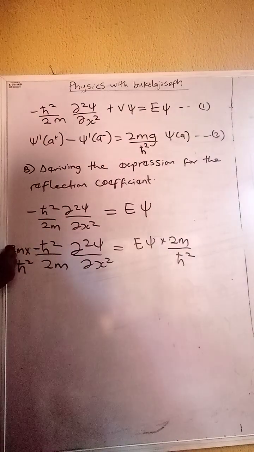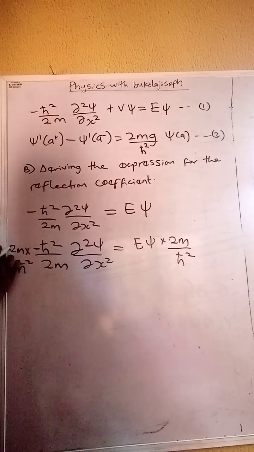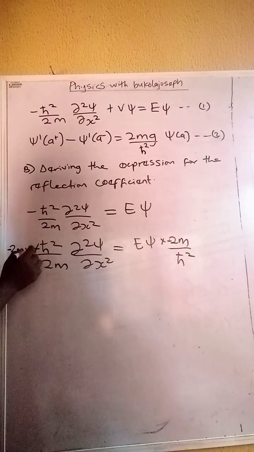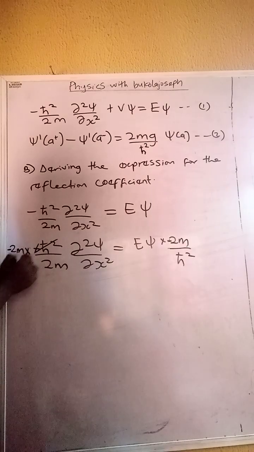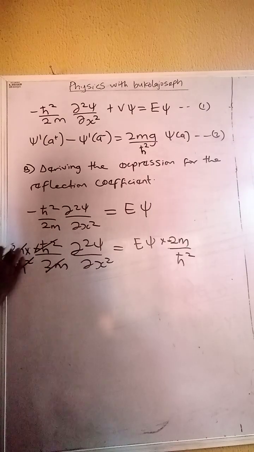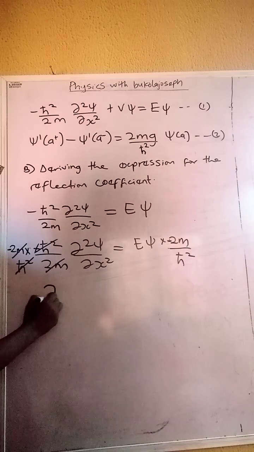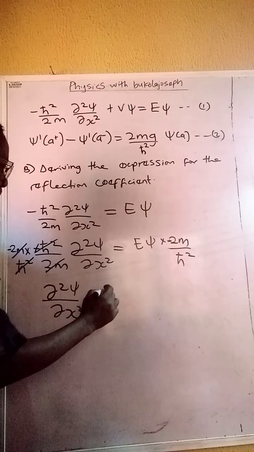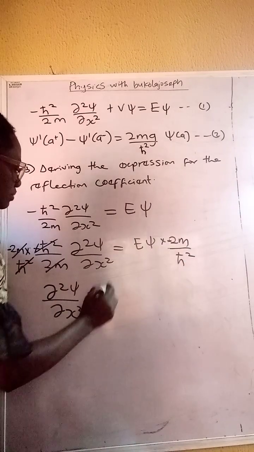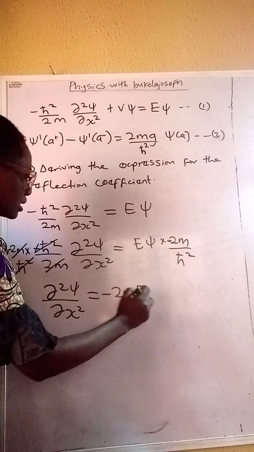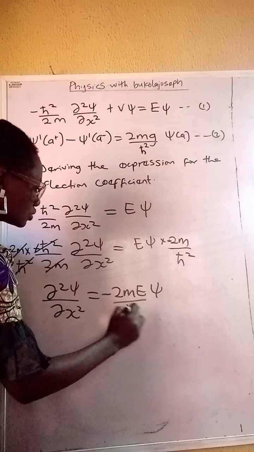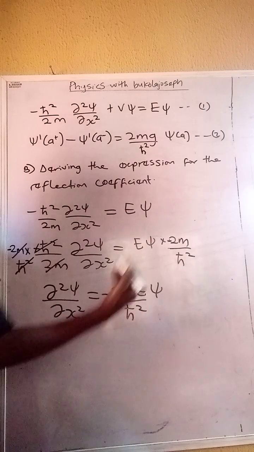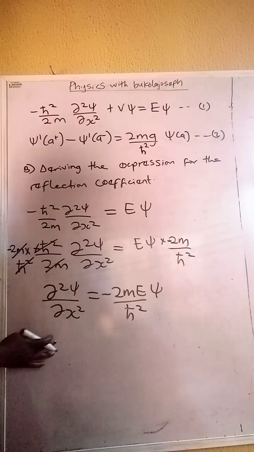Now let's say we are multiplying by minus 2m over h cross squared. This minus will cancel this minus, the h cross squared will cancel, and we'll be left with d squared psi over dx squared equal to minus 2mE psi over h cross squared. I didn't do anything, I only brought this to this side. It's the same thing: A times B is equal to B times A. So we have this solution.